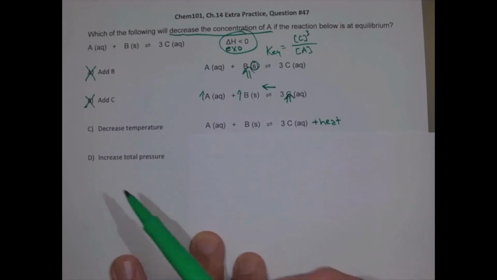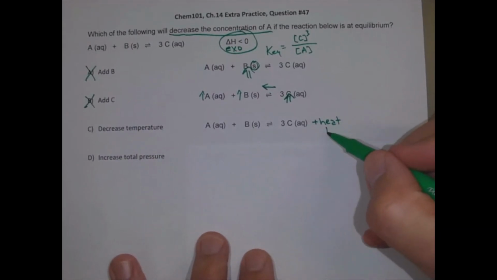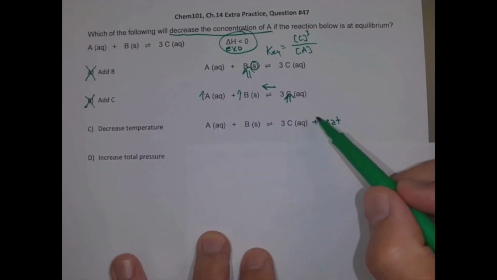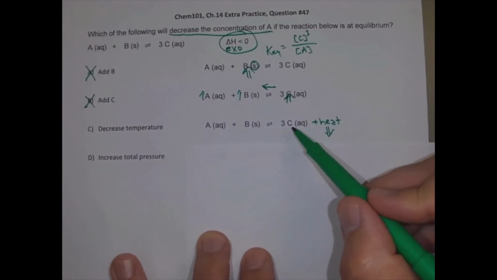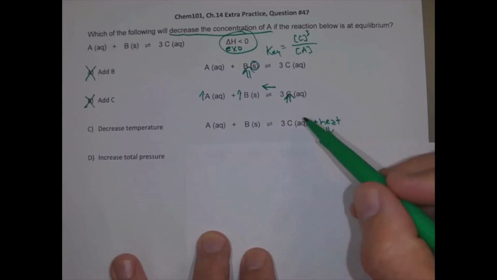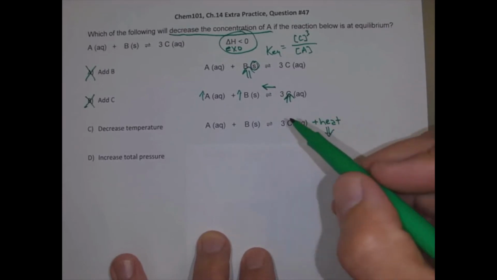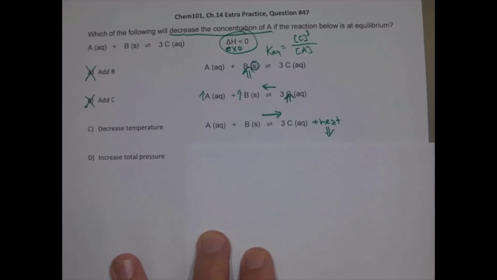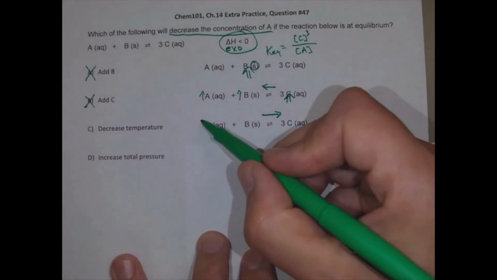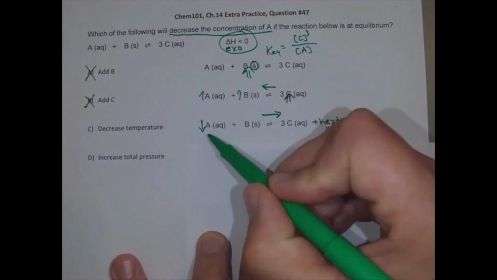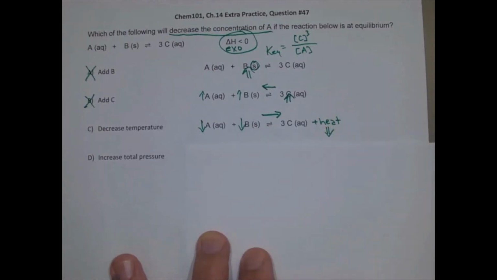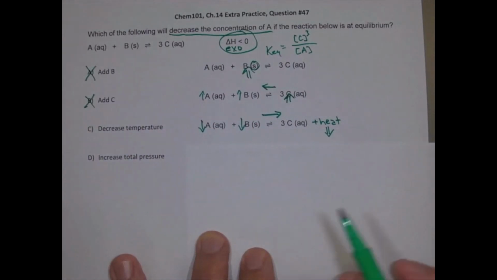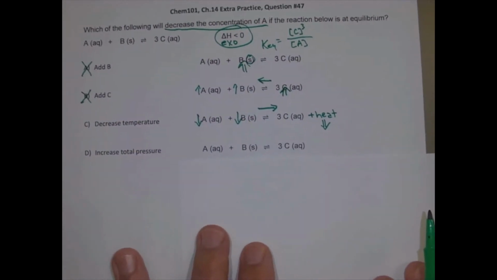And so if I decrease the temperature, that would be like a down stress on the heat. That would be like removing one of the products, just like if I had removed some of C. If I remove one of these products, nature says I've got to shift to the right to compensate for that loss. And so that is going to decrease some of my A, and in order for A to go down, B has to go down as well because they react with each other. So it looks like C is the correct answer, but let's think about D before we decide finally.